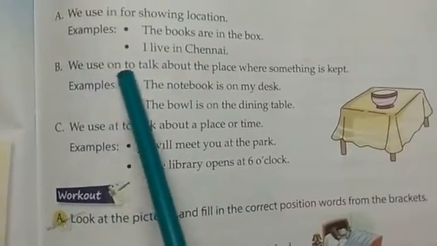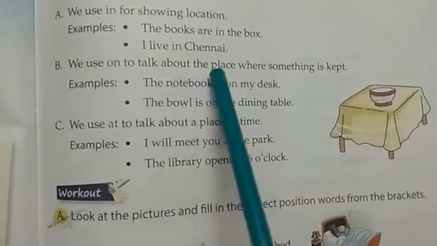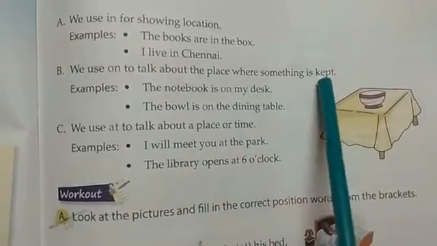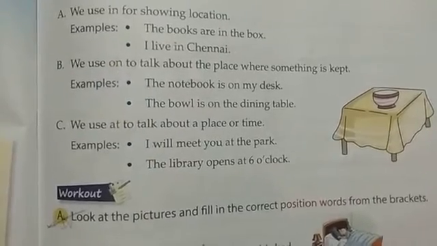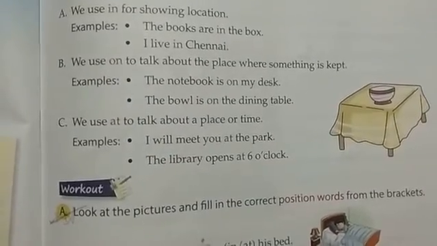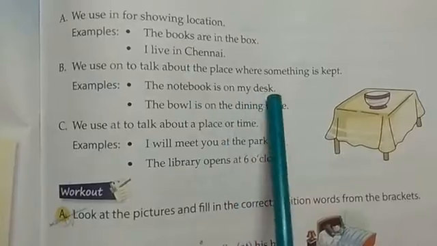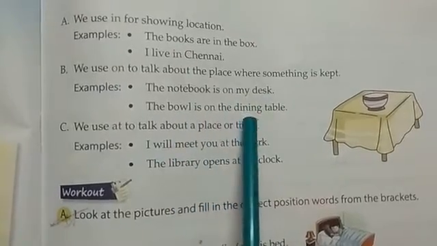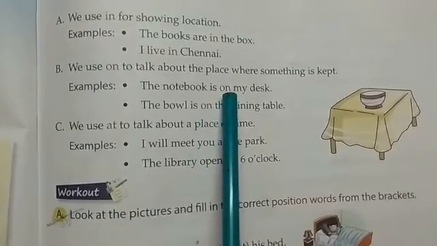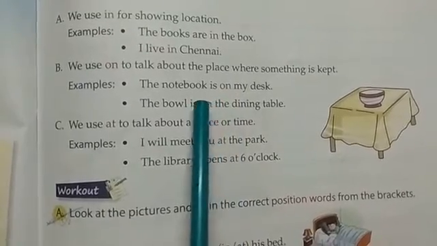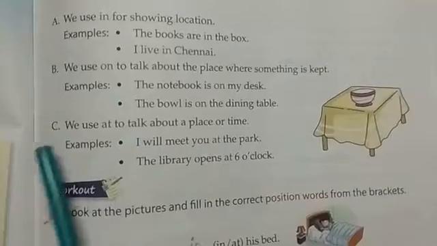Number B, we use on to talk about the place where something is kept. So the word on tells us about the place where the thing is kept. The notebook is on my desk. The ball is on the dining table. So the word on tells us about the position of something which is kept on something else.